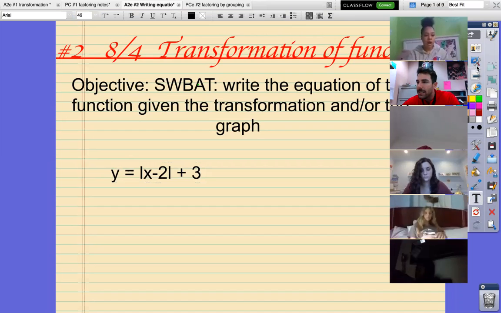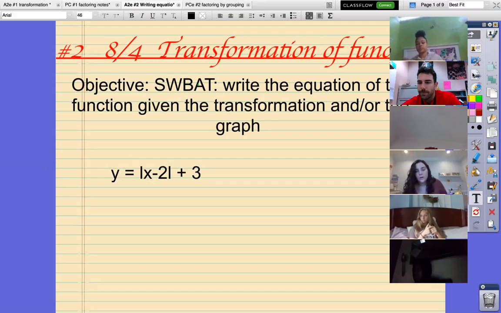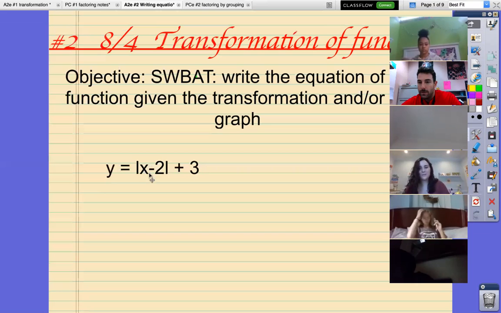Let's see. I see Hannah Self. Can you unmute yourself? Sorry, I'm just going to pick a couple people. How is this being transformed from the parent? Isn't it moving to the left 3? Is it down 2 and left 3? All right, so you got that backwards just a little bit, and that's kind of what I want to do. Thank you for answering. I don't care if you're right or wrong. I need to see what we get and don't get, and what I need to go over.